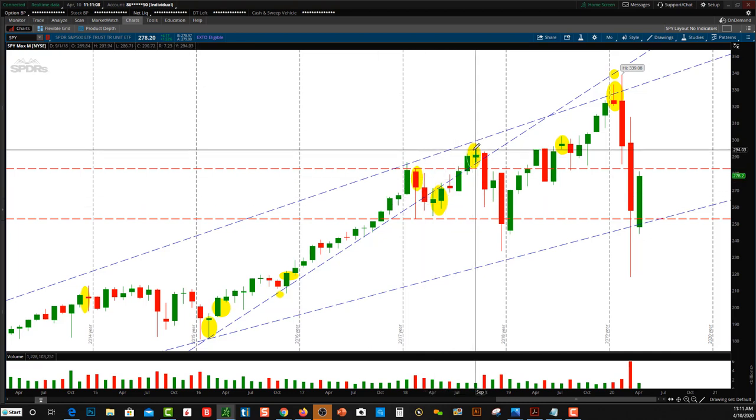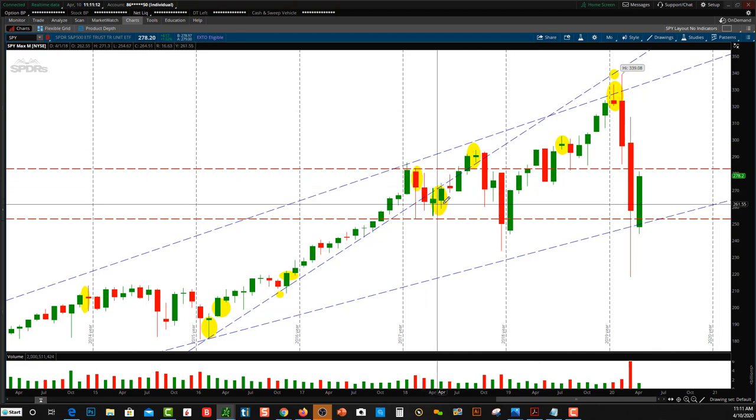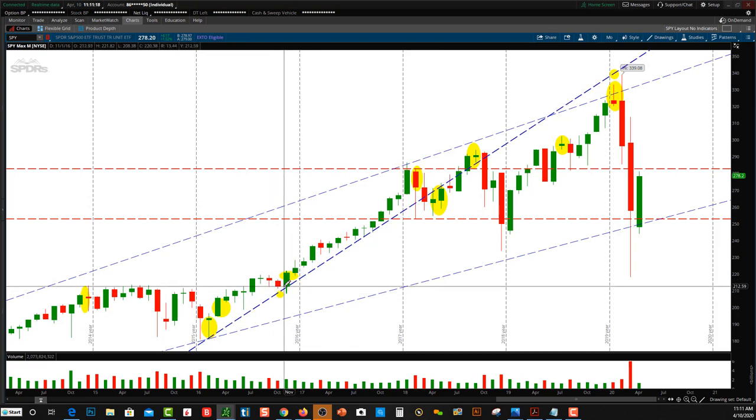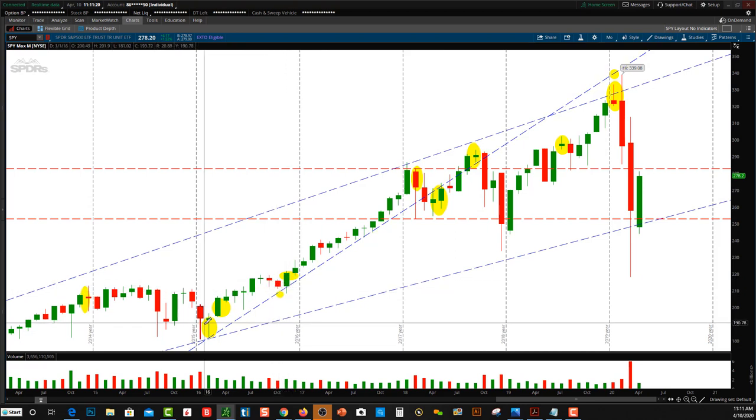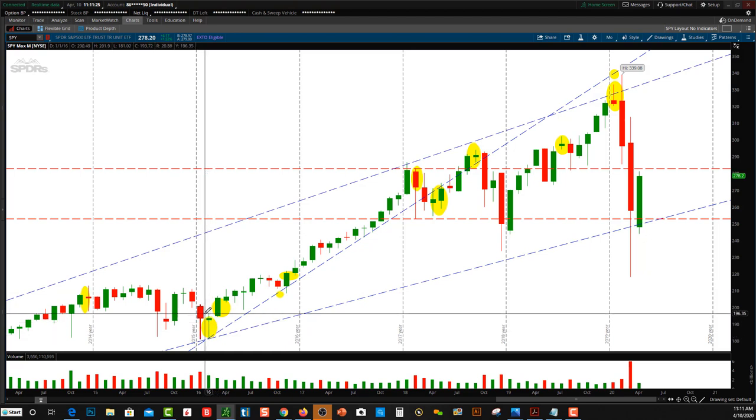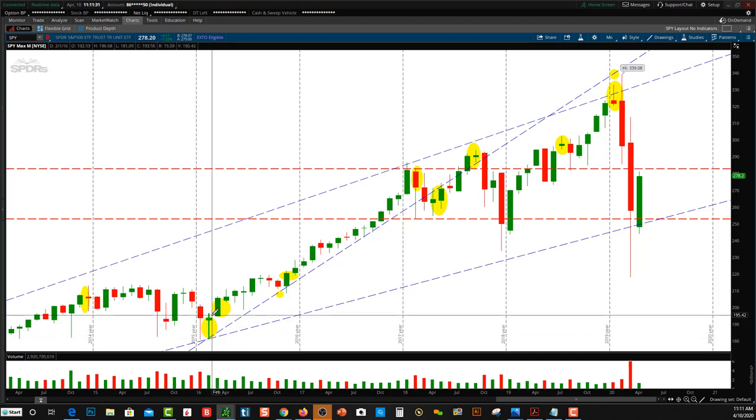I like this. I like this. I like this. I don't like this. Again, I don't like the bigger real bodies. I like smaller real bodies of things I can risk off, right? Smaller, you know, this one I'd consider, but just remember, there's the risk, you know, 196.35, let's say in this one, to 181. That's a $15 risk candle.